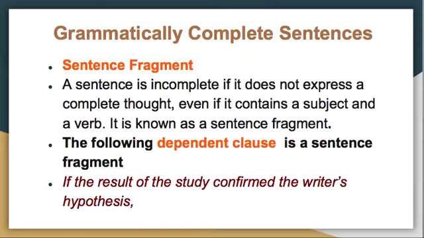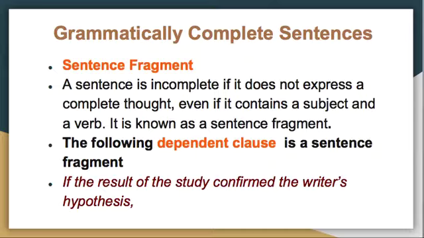So related to the grammatically complete sentences is the sentence fragment. A sentence is incomplete if it does not express a complete thought, even if it contains a subject and a verb. Although it contains a subject and a verb, sometimes it does not give a complete thought. In that case, it is called a sentence fragment.